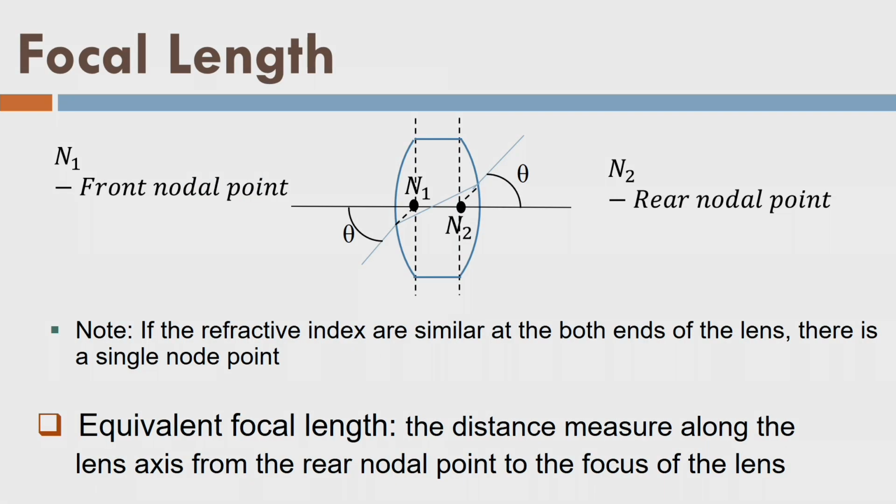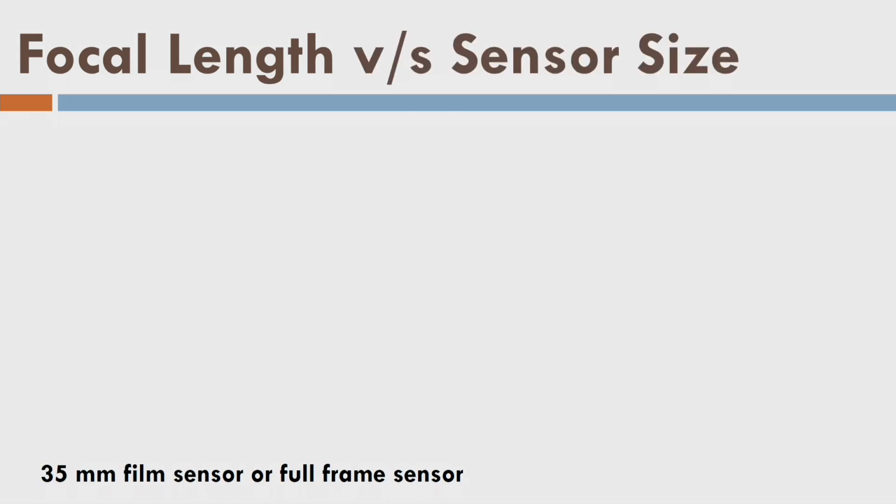Now focal length, you know focal length many times. If there is a lens assembly, there is a front nodal point N1 and a rear nodal point N2. The distance between the rear nodal point and the image plane is called the focal length, right? Now in the digital camera we have the concept of equivalent focal length, which we will look into now. Okay, focal length versus sensor size, an important concept.